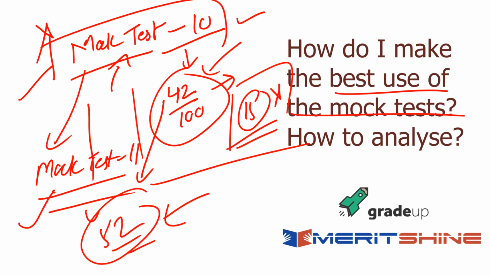And even if it changes, it can be because of two reasons. One, that the paper is easier. Two, you got lucky this time. Now, would you want to leave it to chance for you to get a 52 in the mains? No. That's a crime. That's a sin. What you do next after taking this mock test 10 is you analyze this paper thoroughly.